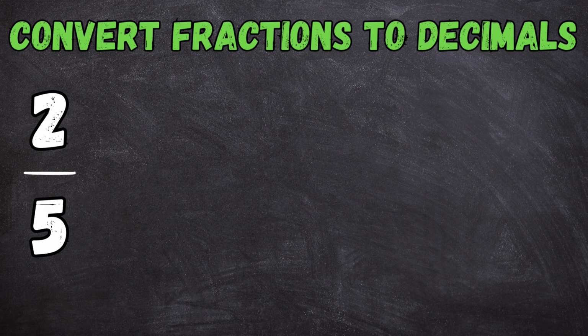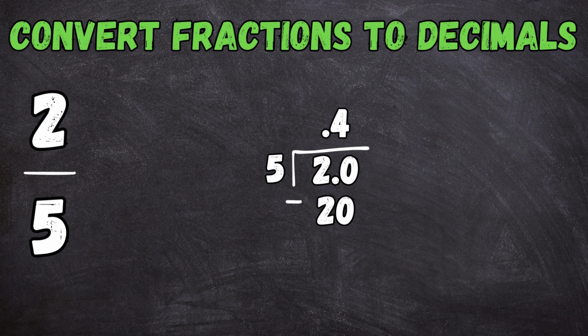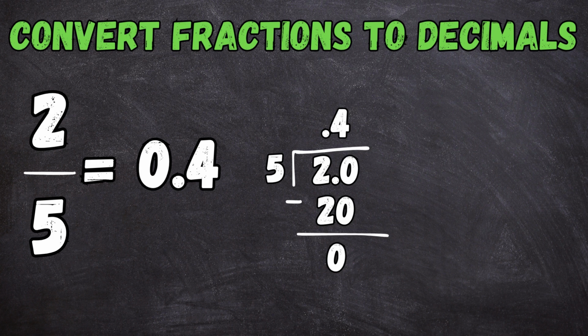First up, 2 over 5. To convert this, we divide 2 by 5. Since 5 doesn't go into 2, we add a decimal and a 0 to continue, making it 2.0. Now we're really dividing 20 by 5, and 5 goes into 20 exactly 4 times. Subtract 20 minus 20 equals 0. We're done. So our final answer is 0.4, or 4/10.